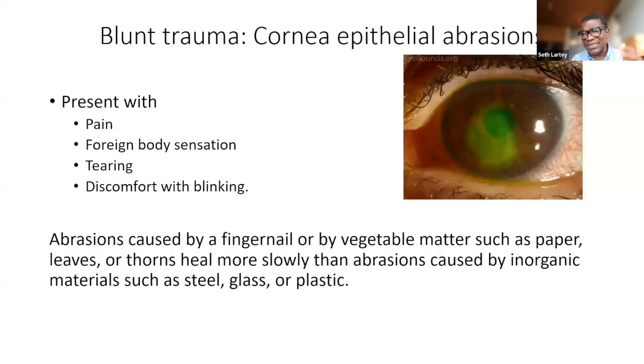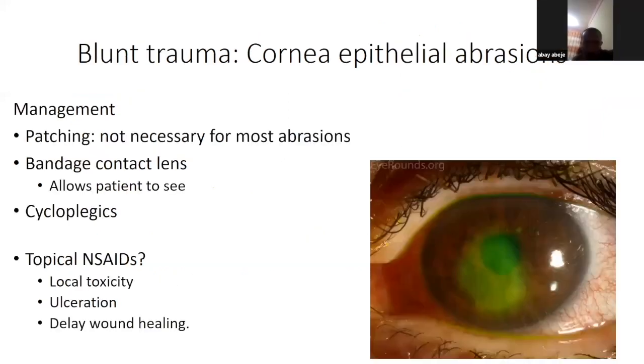Patients may also have corneal epithelial abrasions. These are straightforward conditions. Patients present with pain, foreign body sensation, tearing, and discomfort when they blink. Remember that abrasions caused by fingernails and vegetable matter heal poorly, whereas those from things like steel or glass heal much faster. For corneal abrasions, the management is patching, but most of the time you don't really need to patch. I don't patch my abrasions most of the time. Bandage contact lenses, if you have to patch, are probably better because they allow the patient to see. Usually we give them cycloplegics and antibiotics.